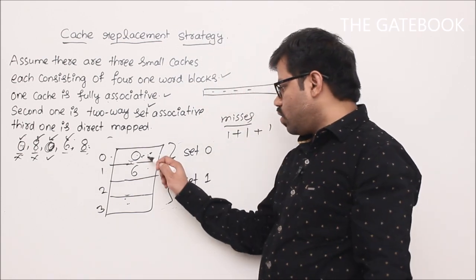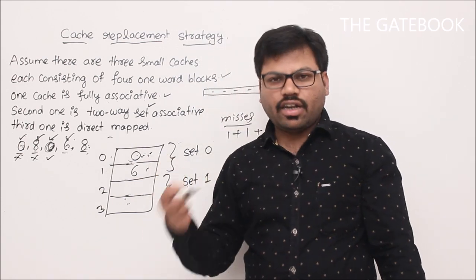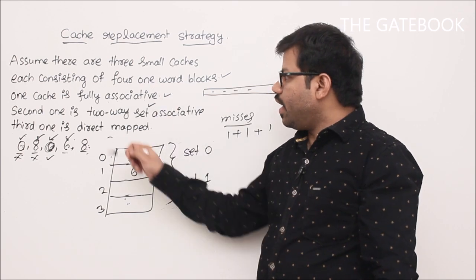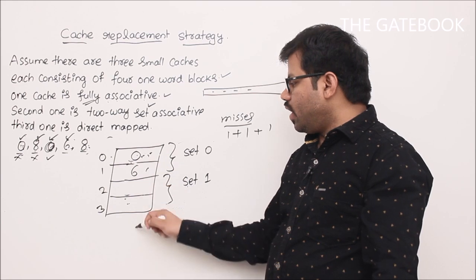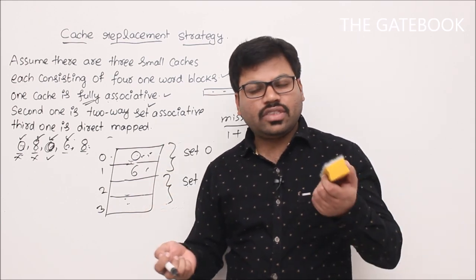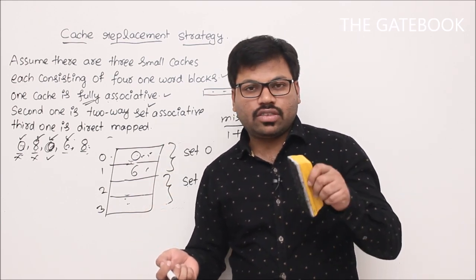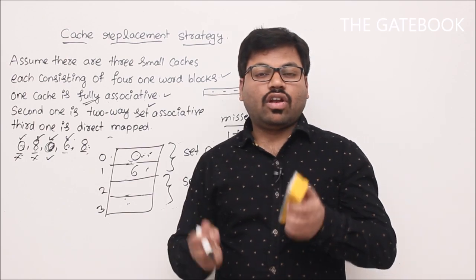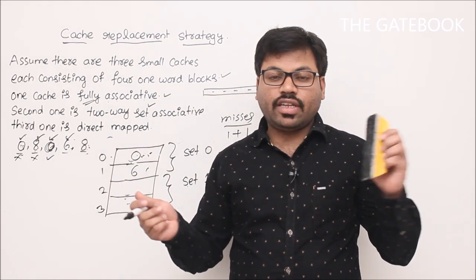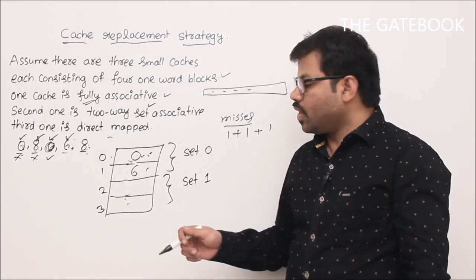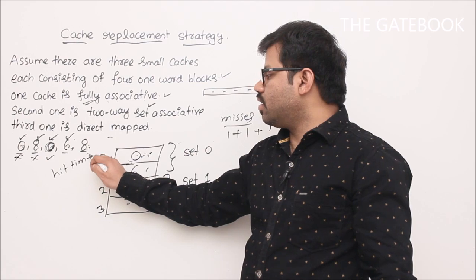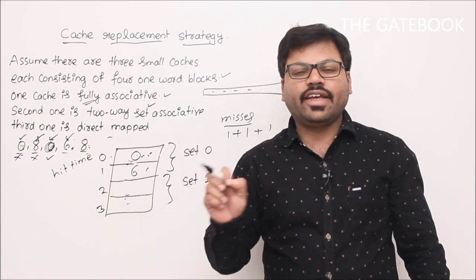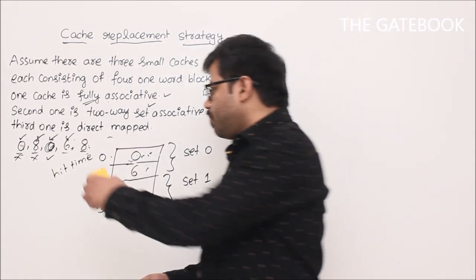Then 8 also wants to come to the same set, but that set is already occupied. So that is where fully associative mapping gets an advantage, because it can utilize anything. But what's the problem with fully associative mapping? A lot of comparators are required, correct? So there is a lot of delay. It's not so easy. Remember, because of that, hit time will be increased. To hit the cache, it takes a lot of time in associative mapping.